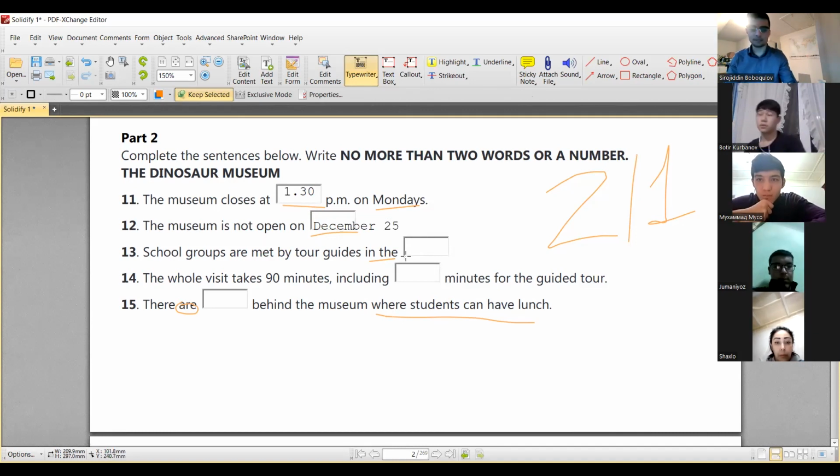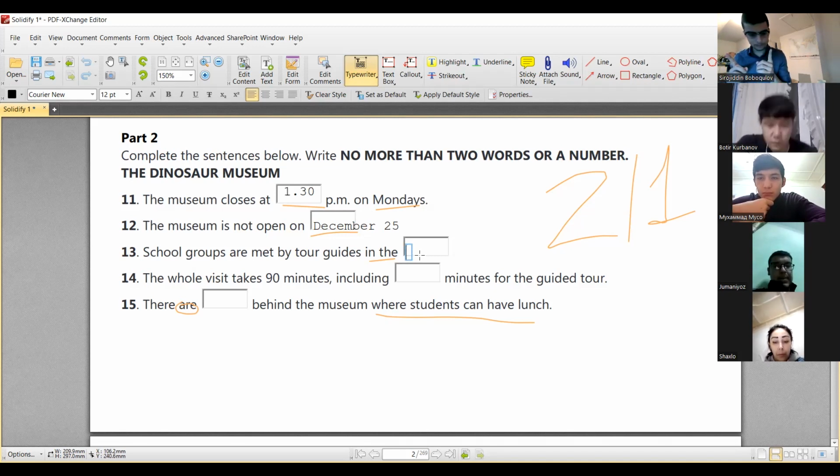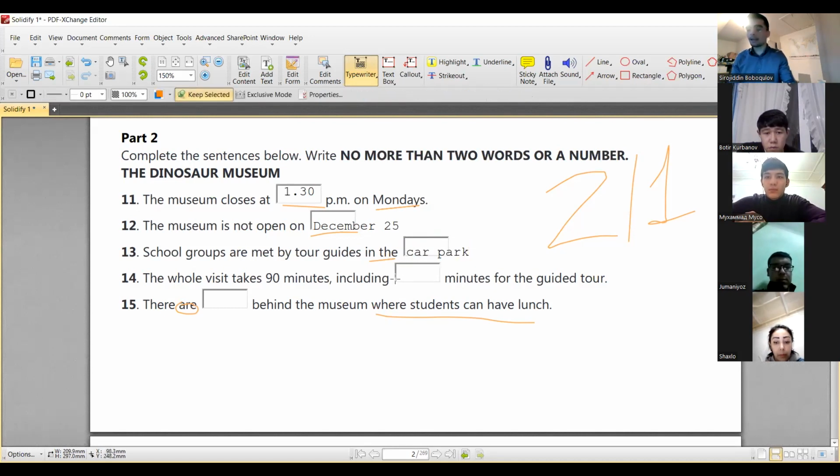If you bring a school group to the museum, when you arrive, we ask you to remain with your group in the car park. One or more of the tour guides will welcome you there and brief you about what the tour will be about. Perfect. Though you've got a mistake, guys, because car park is 2 words, okay? So car park. And I waited on this one until the end, because do not rush, do not hurry. When you get the answer, remember the answer, but listen, because they can be distractors, okay?